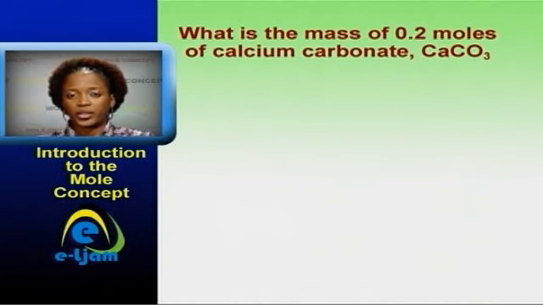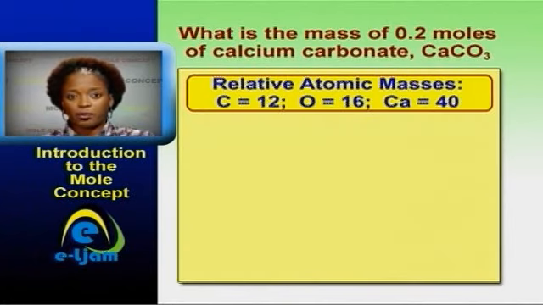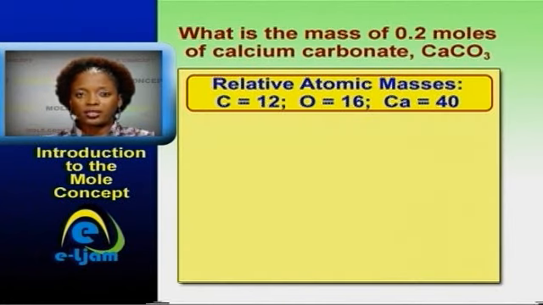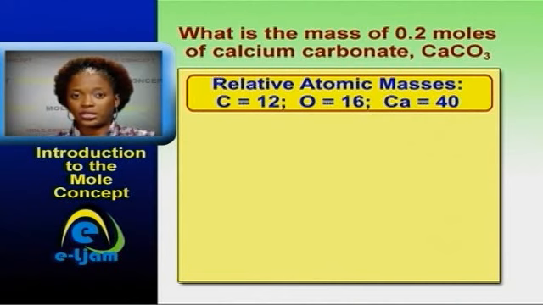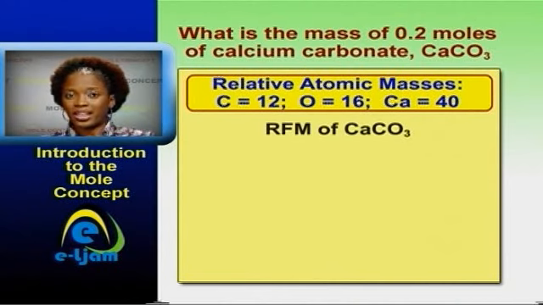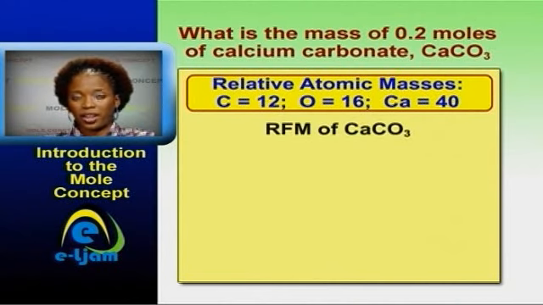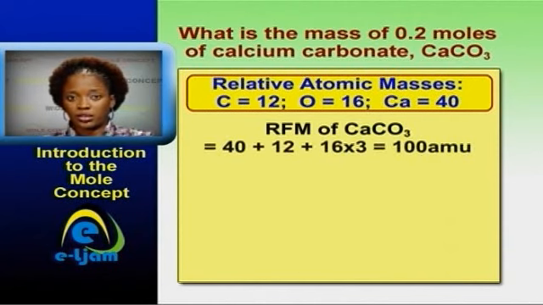Example 2. What is the mass of 0.2 moles of calcium carbonate? Relative atomic masses: carbon equals 12, oxygen equals 16, calcium equals 40. First, we calculate the RFM of calcium carbonate. It is equal to 40 plus 12 plus 3 times 16, which is equal to 100.